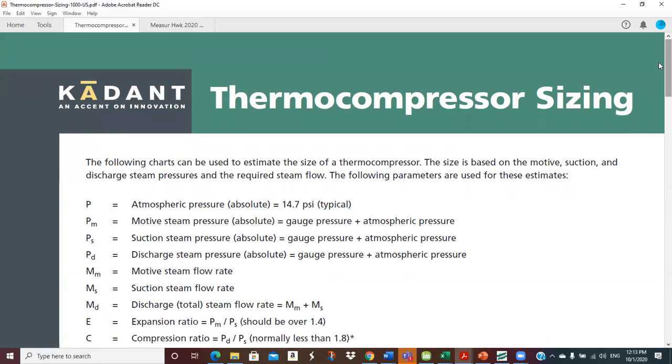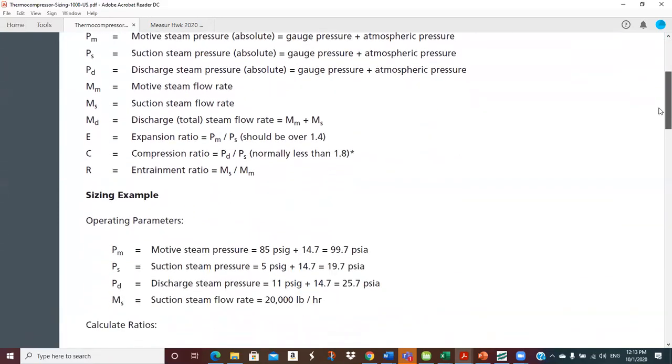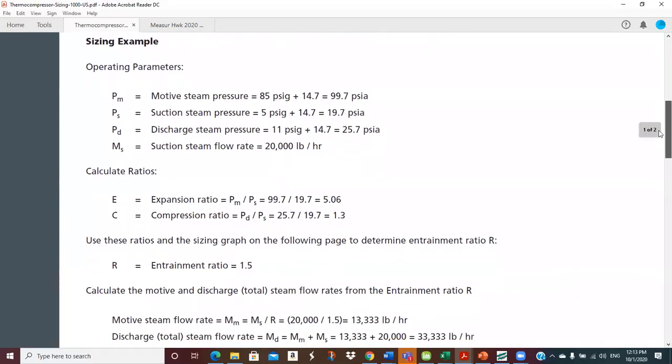Yeah, okay. So you have a copy of this, or if you search under thermal compressors, it comes up. It's the first thing that comes up on a Google search. But anyway, these are all of their definitions. And then they've got a little example problem here, which couldn't be any better than that. So I just basically took their algorithm here and reworked it for our situation.